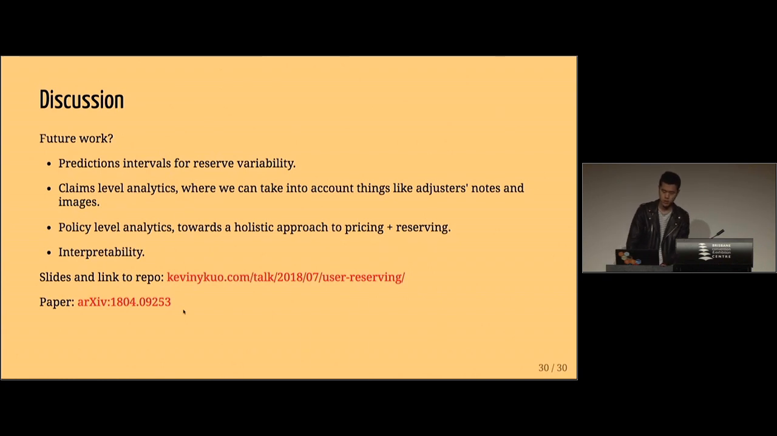Okay, so it's a question around how do we quantify the variability in the reserves? Okay, so there's currently a lot of research around using Bayesian deep learning frameworks. So if you think about some of the current research around Bayesian MCMC models or the stochastic reserving literature, there's some things that you can do in neural nets to come up with that.